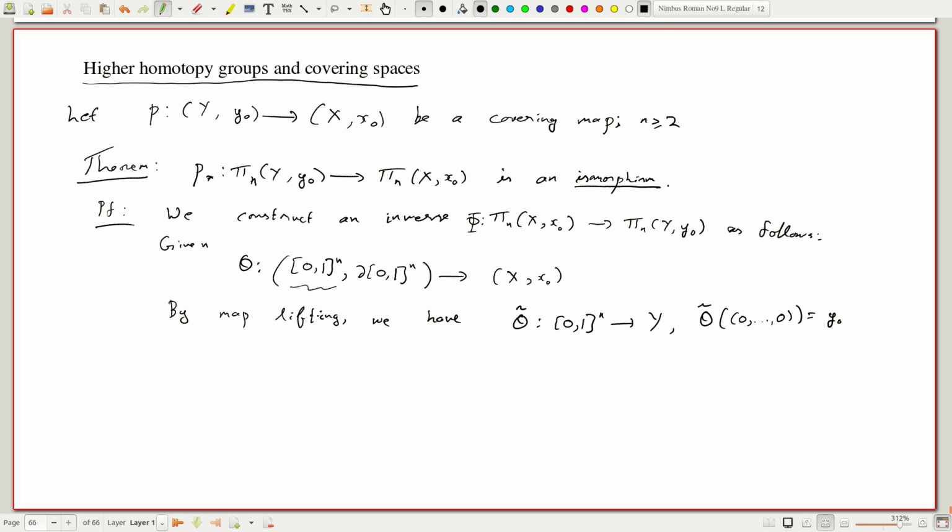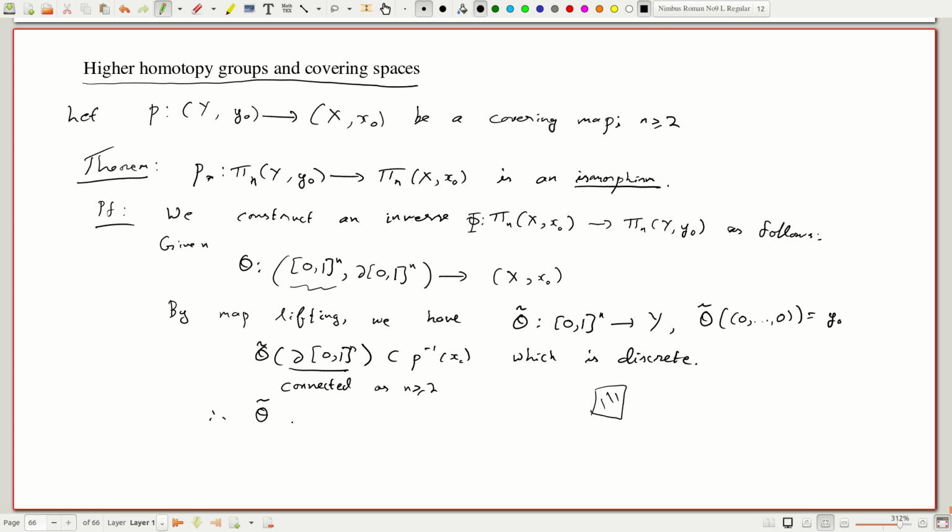And what else do we know? Just because it's a lift, we know theta tilde of the boundary of [0,1]^n, the entire boundary, is contained in P inverse of x0. Okay, which is discrete. That's a key point. It's a covering space which is discrete. But this is connected. It's connected as n is greater than or equal to 2. This is what breaks down for the fundamental group. This boundary is connected, of a disk, if your disk is at least two-dimensional. And so if you have a connected subset in a discrete space, therefore it is constant.